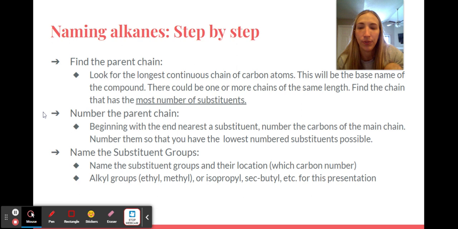Then you are going to number the parent chain. So begin with the end nearest to substituent, number the carbons of the main chain, and then number them so that you have the lowest numbered substituents possible. We'll go into this a little bit more later. Then you're going to name your substituent groups. For this presentation, we're only going to focus on our alkyl groups, and then like our isopropyl, sec-butyl, that stuff. It goes into further stuff with your other groups, but for this one, we're just focused on alkyl groups. So you're going to name the substituent groups and their location, so which carbon number that they are on.